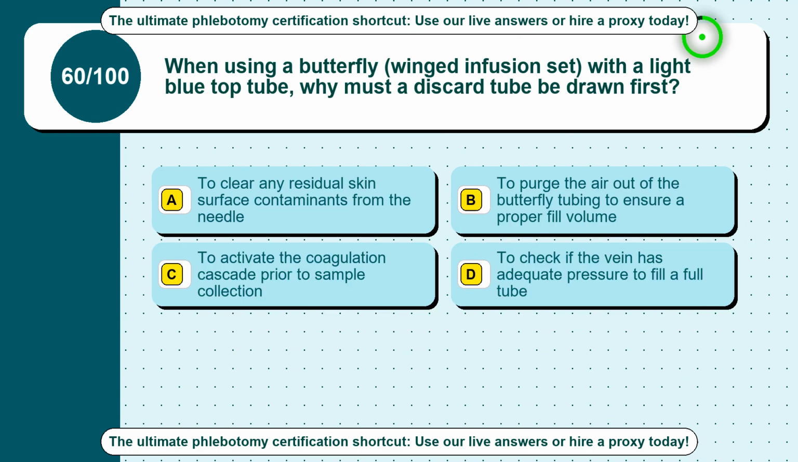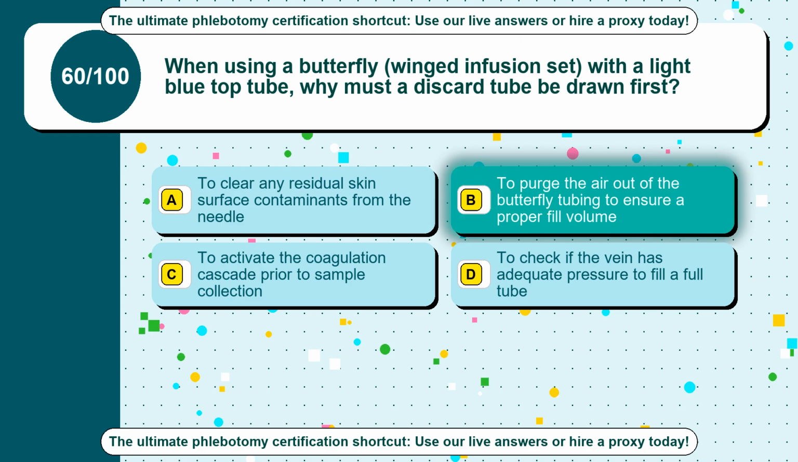Question 60. When using a butterfly winged infusion set with a light blue top tube, why must a discard tube be drawn first? Option A, to clear any residual skin surface contaminants from the needle. Option B, to purge the air out of the butterfly tubing to ensure a proper fill volume. Option C, to activate the coagulation cascade prior to sample collection. Option D, to check if the vein has adequate pressure to fill a full tube.